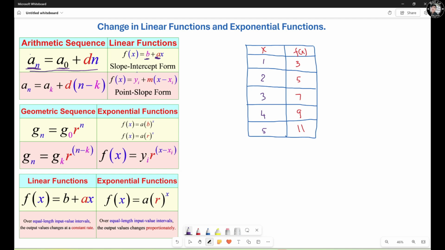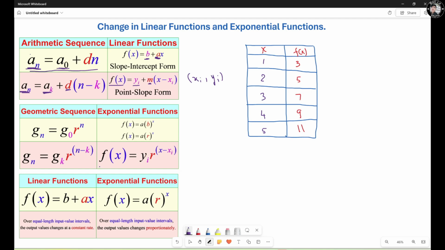is the y-intercept. And the linear function in point-slope form, which you learned in Algebra 1, is f of x equals y sub 1 plus m times (x minus x sub 1), where x sub 1 and y sub 1 are the point and m is the slope. The formula for the arithmetic sequence is similar: a sub n equals a sub k plus d times (n minus k), where a sub k is the k-th term, a sub n is the n-th term, and d is the common difference.